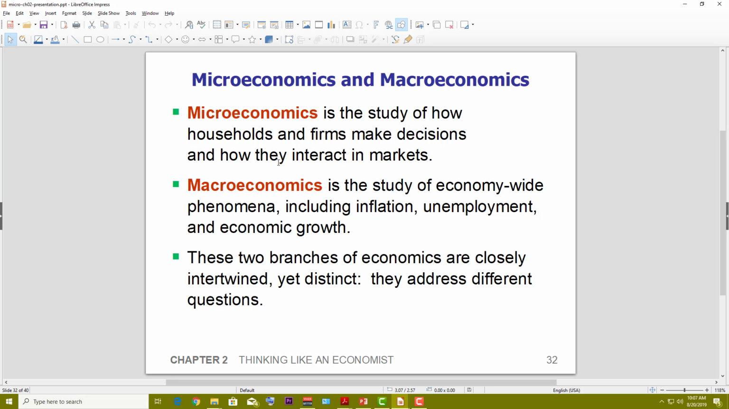How a firm makes decisions, you know. How Hilo might make their decisions. How General Foods might make their decisions. An individual firm, how they make their economic decisions.